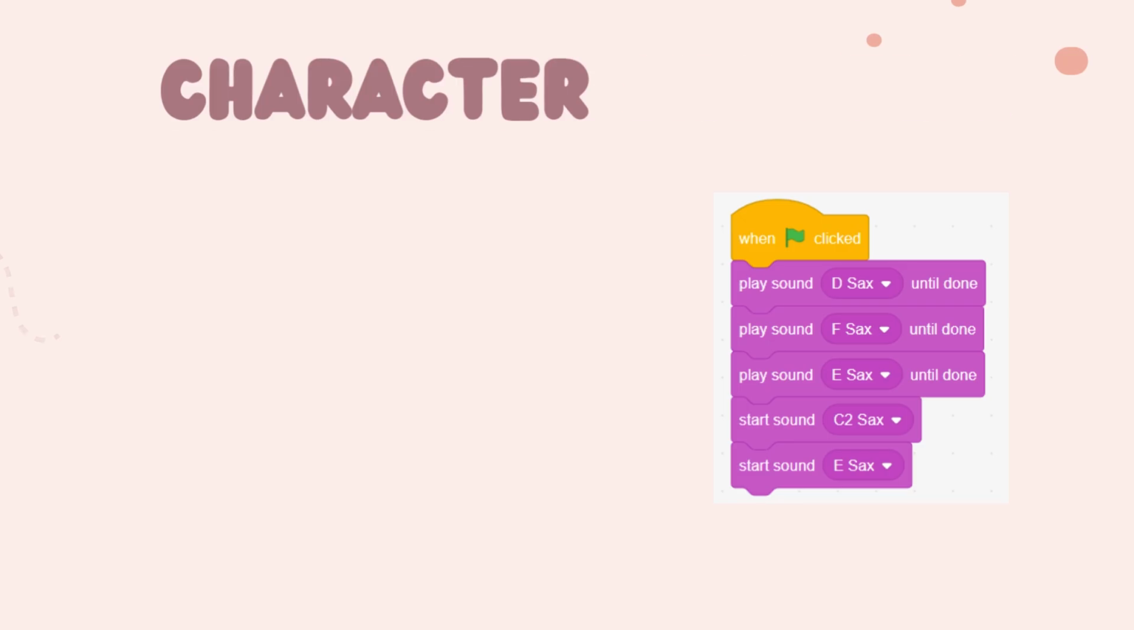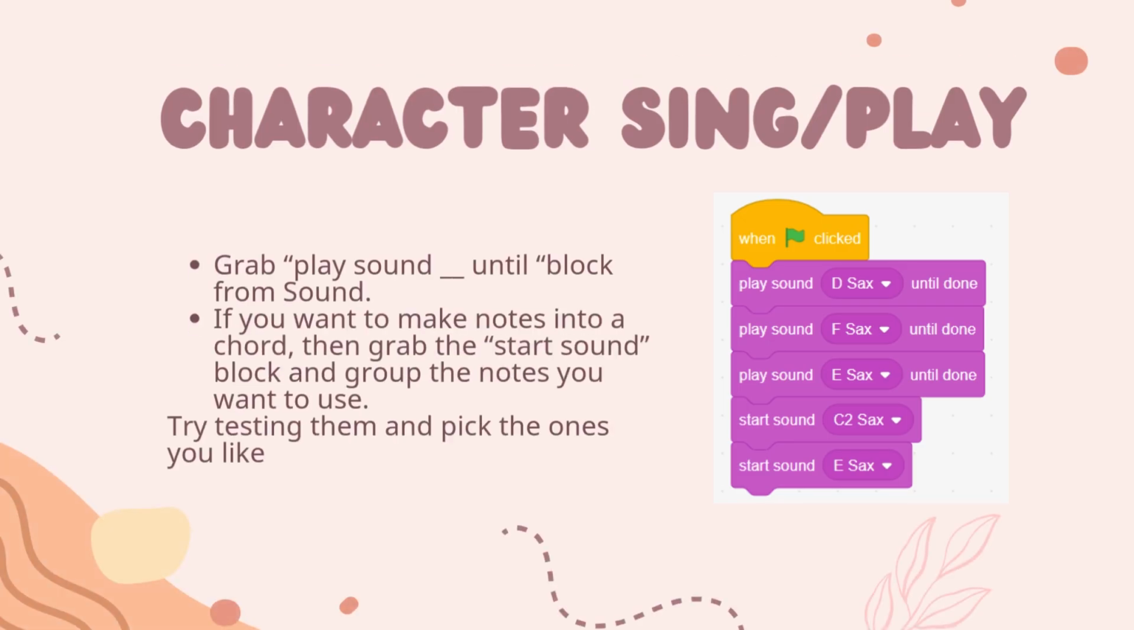To make our character sing, we know we have to use blocks from the sounds category. Grab the Play Sound Until block from Sounds. This will vary based on the sprite you choose. This will play out your notes separately.